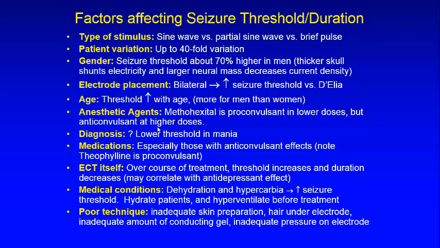Diagnosis. There's some early research that was done looking at seizure thresholds in different diagnoses, and so it is possible that you might see lower thresholds in mania. People with schizophrenia may, for efficacy, require higher doses of energy. Medications. Drugs like theophylline or caffeine have proconvulsant effects, whereas obviously anticonvulsants and benzodiazepines have anticonvulsant effects.